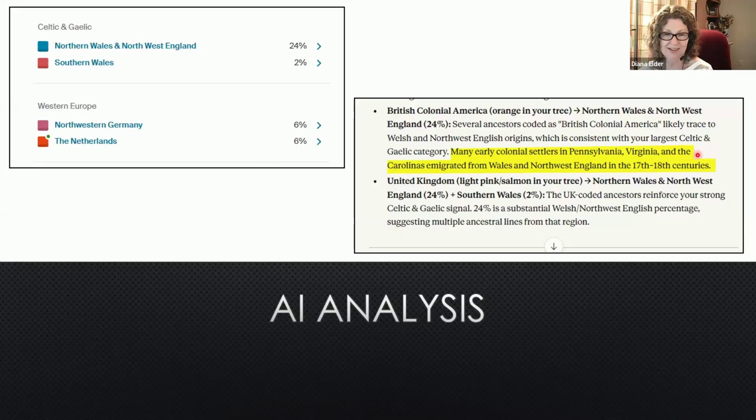Many early colonial settlers in Pennsylvania, Virginia, and the Carolinas immigrated from Wales and Northwest England in the 17th and 18th centuries. So this time period makes sense for my early colonials. And having this amount of DNA coming from Wales in this area is very interesting to me. So I have ancestors with names like Briscoe and Welch, and we've always known that they were somewhere over there. And so this makes me think, okay, this might be where they are originating, which was actually new information and a new idea for me.